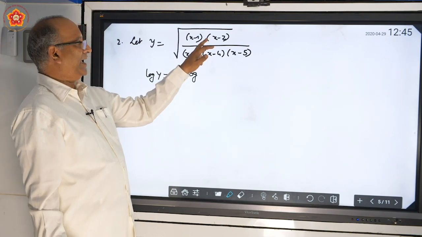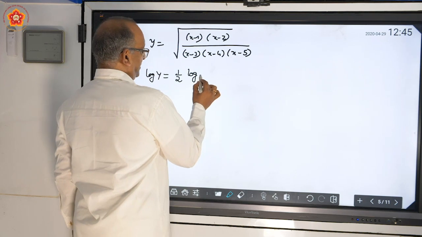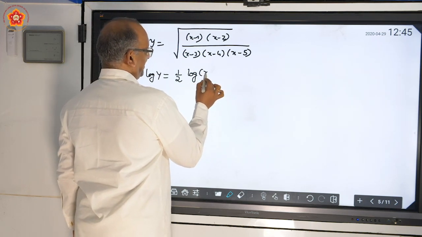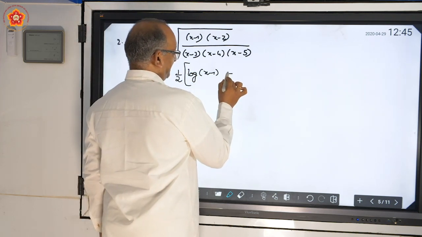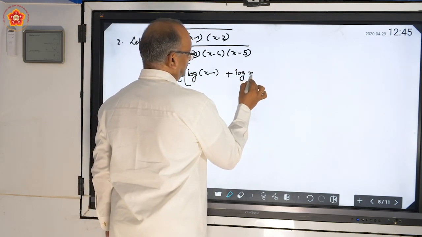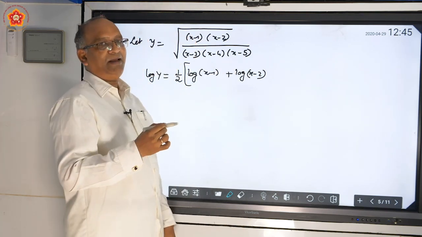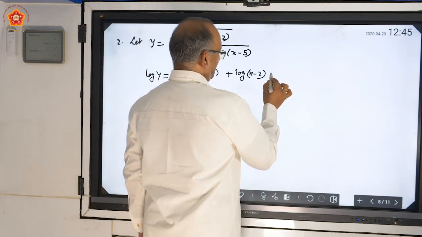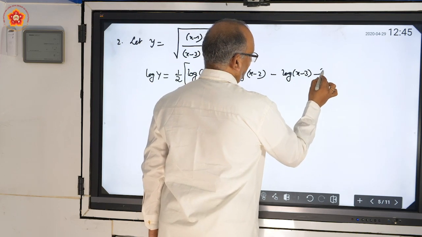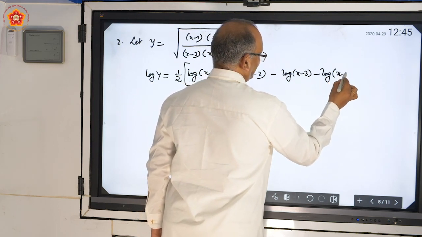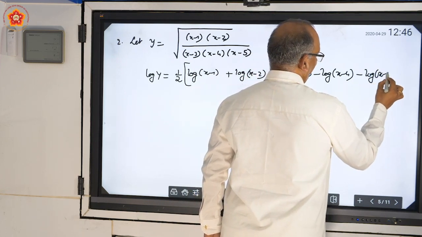But when you go to log m, here again it is a product. So this can be written as log x minus 1 plus log x minus 2. When it comes to denominator, we use the formula m by n, so the signs will be minus. It will be minus log x minus 3 minus log x minus 4 minus log x minus 5.